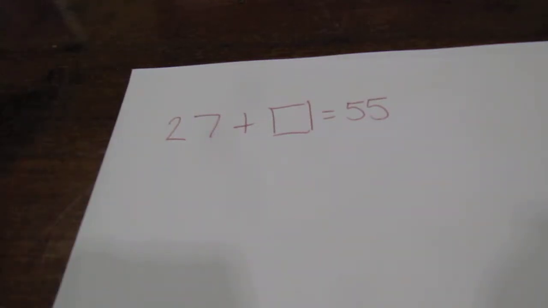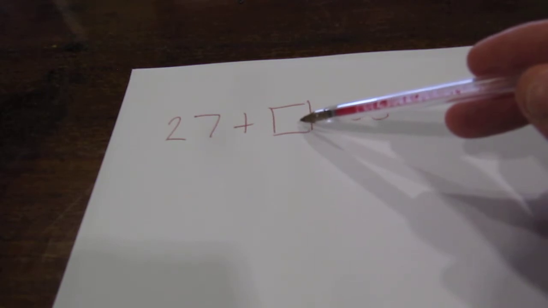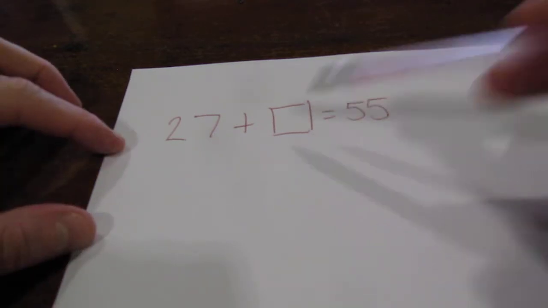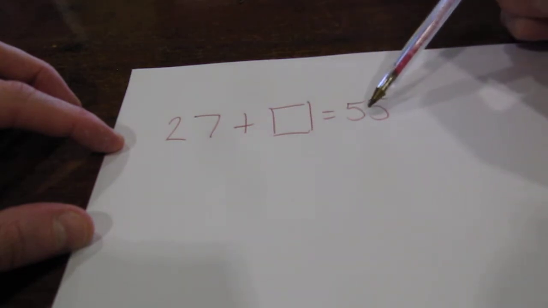Now, eventually you will come across empty box problems. However, there is a simple solution. This empty box has simply replaced a number. So the calculation is 27 add something equals 55.